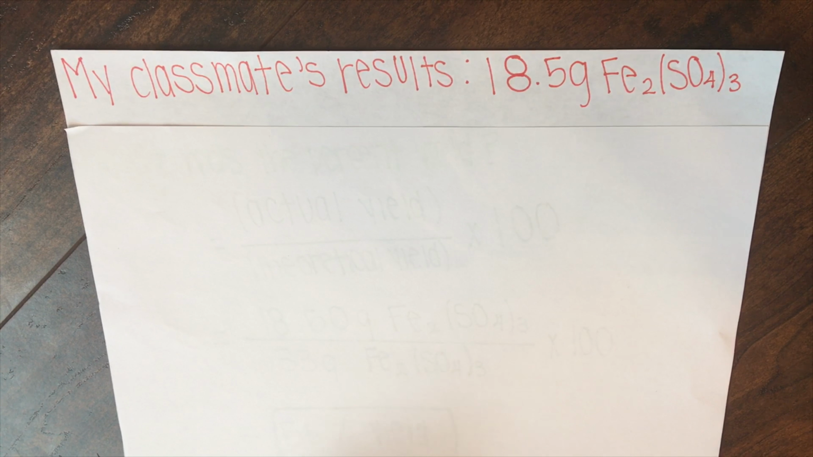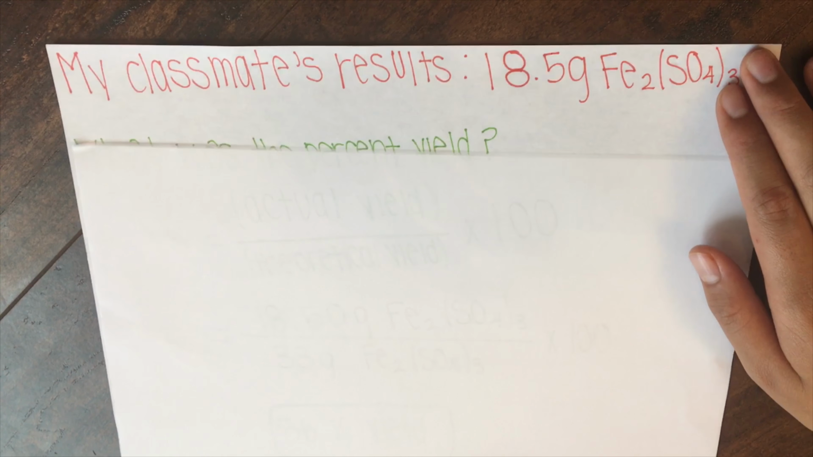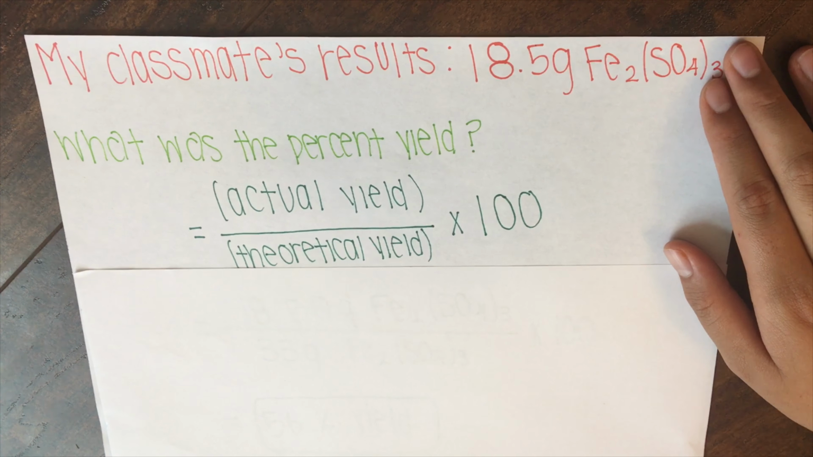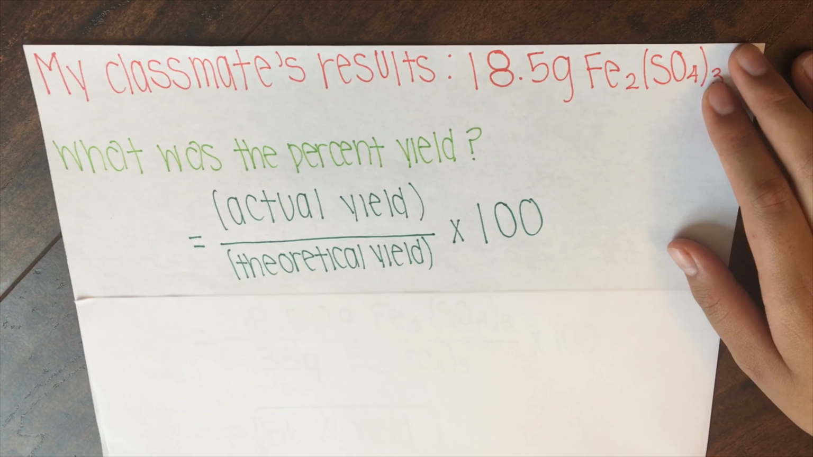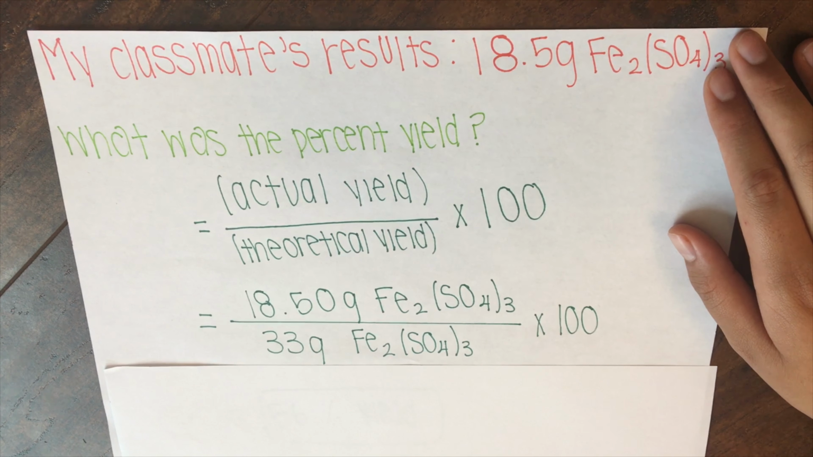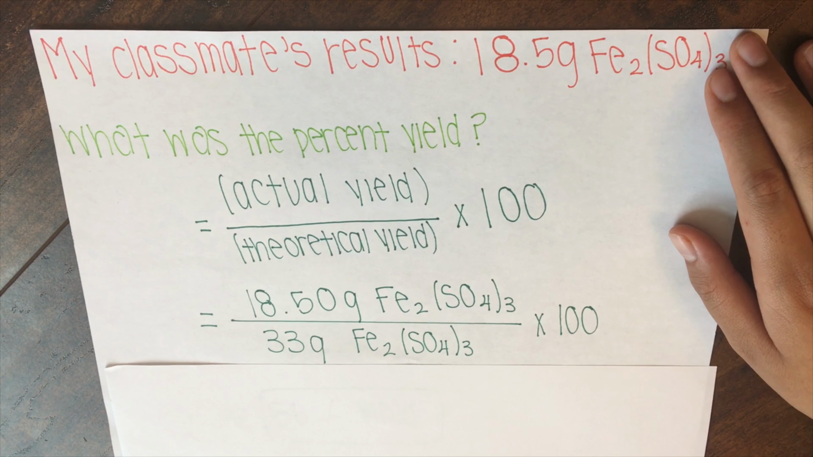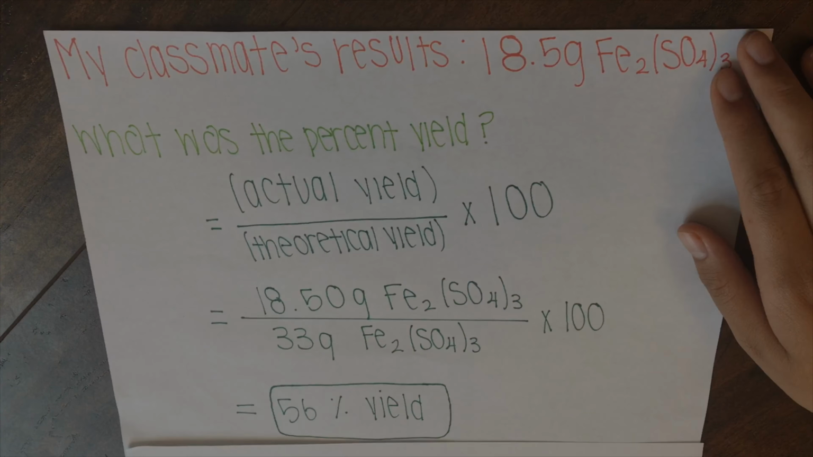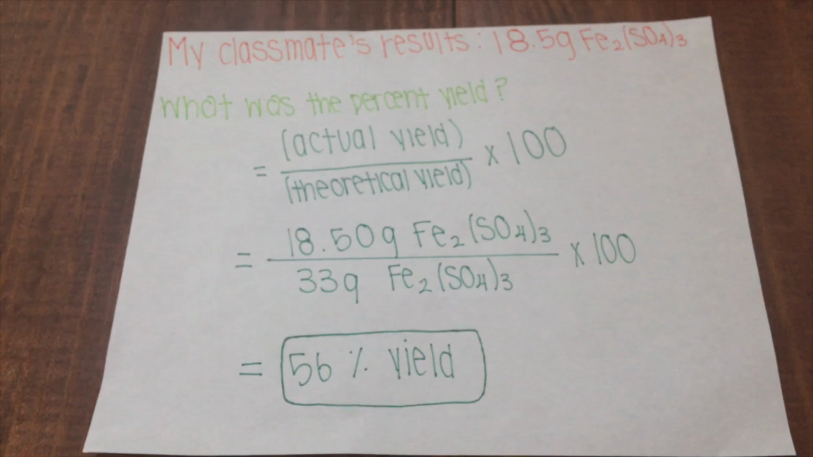First of all, let's go over the formula together. The formula is actual yield over theoretical yield times 100. So in this case, it would be 18.5 grams of iron sulfate over 33 grams of iron sulfate times 100. And you would get 56% yield. We only got a 56% yield.